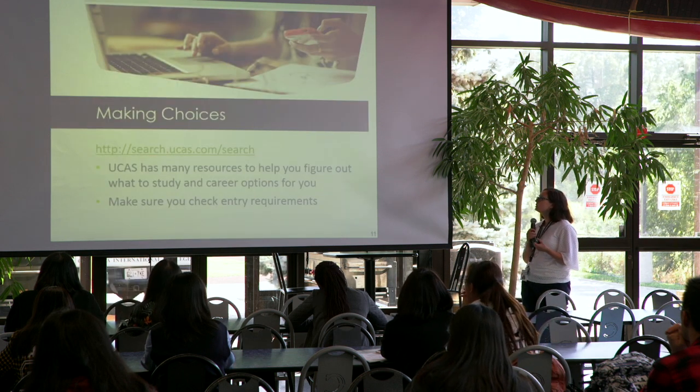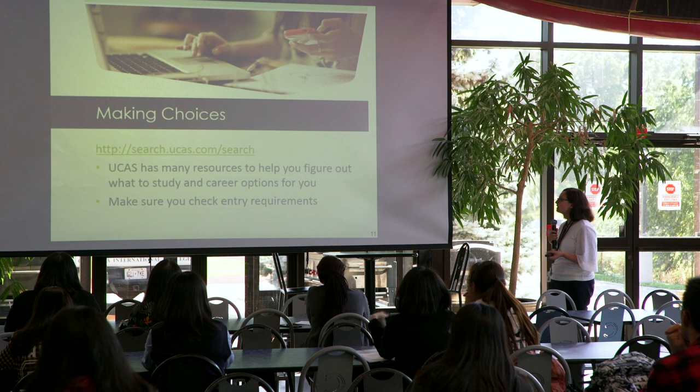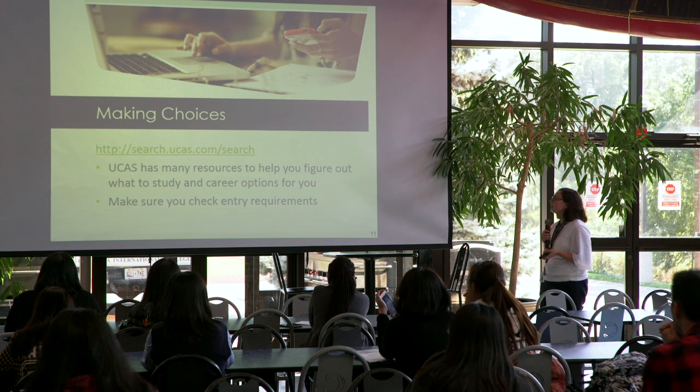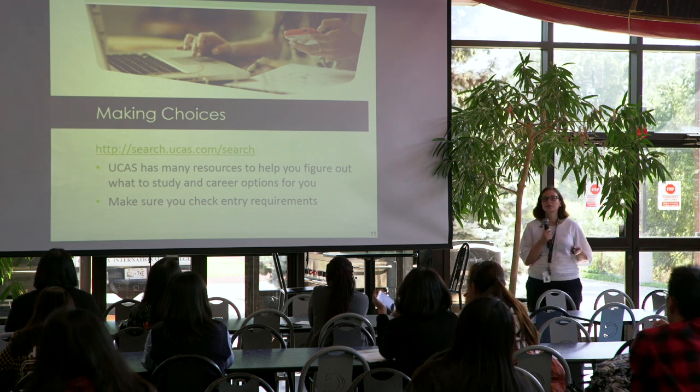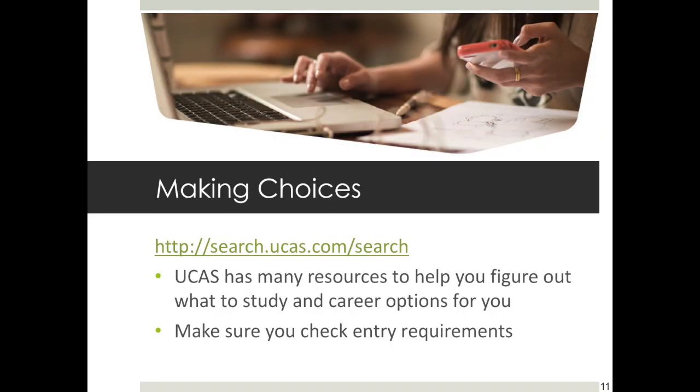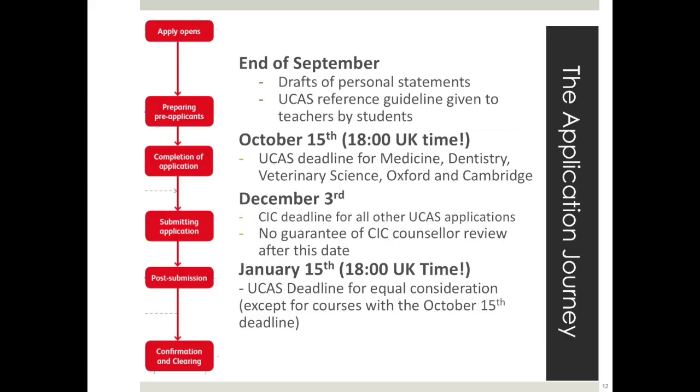So when you're making choices, you can use the search function on UCAS. They have a lot of resources to help you find out what kind of study and career options are for you. It really depends on your personal preference. This is a great place to go if you really just have no idea. You're really at the beginning of your research phase. But it also will help once you've got a stronger idea of what program you're interested in. And again, always make sure you check your entry requirements.